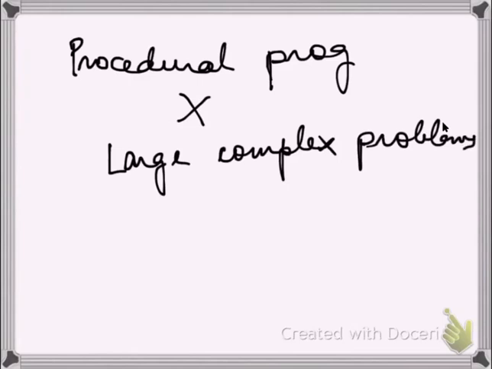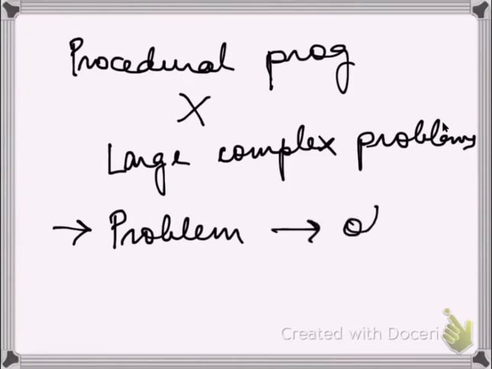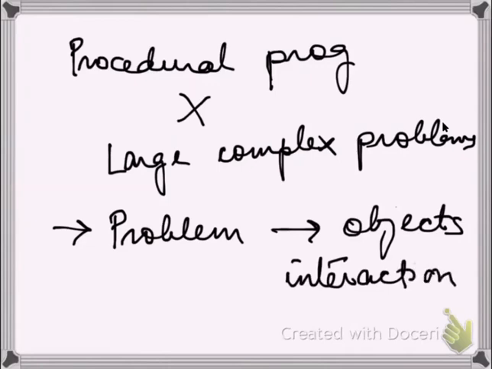And I have already mentioned that objects are all around you, and when you look at things, you always look at them as objects. So when you look at a problem, it is very natural that we look at the problem in terms of objects and their interactions. So object-oriented programming seems like a natural choice for solving any kind of problem. It is a natural choice.